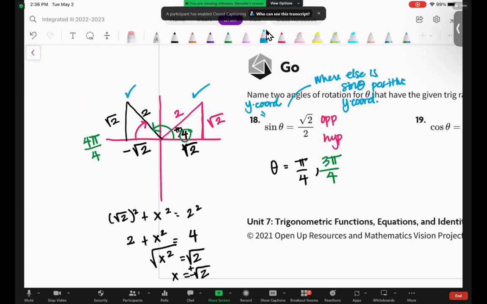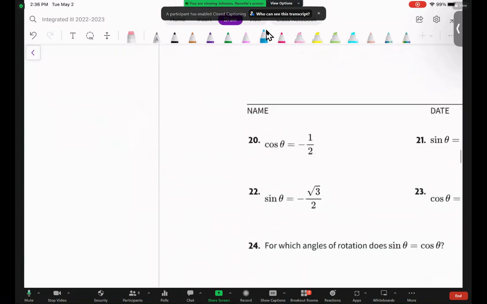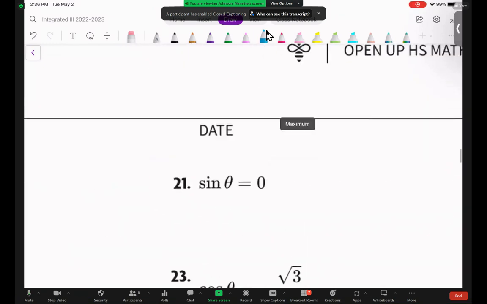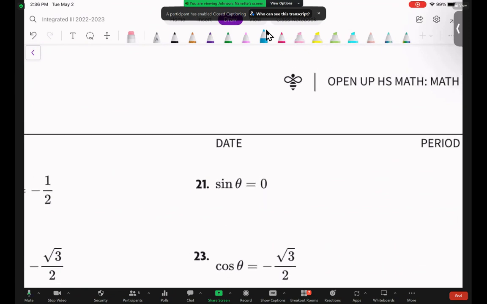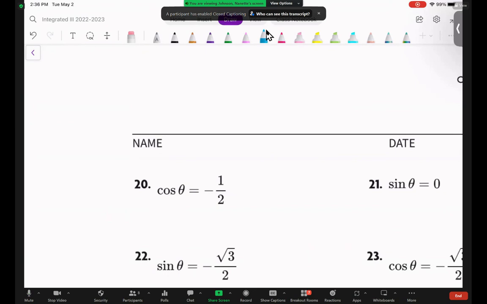Okay. So there's number 18. Let's try number 21. Okay. So now that you know 18, 21 is a little bit different. So let me pause on 21. Let's go to 20.